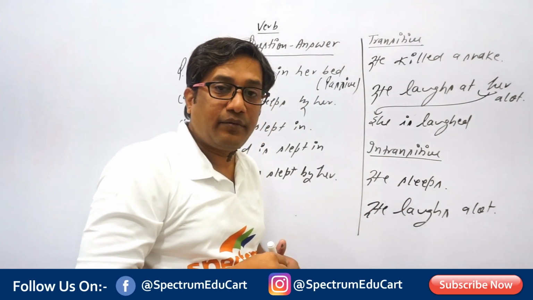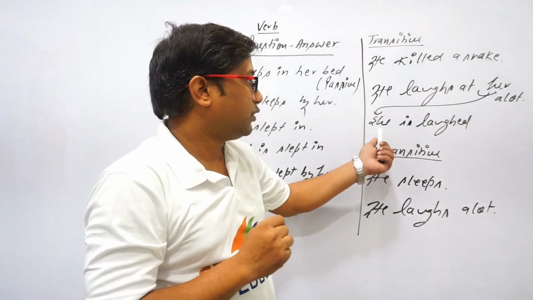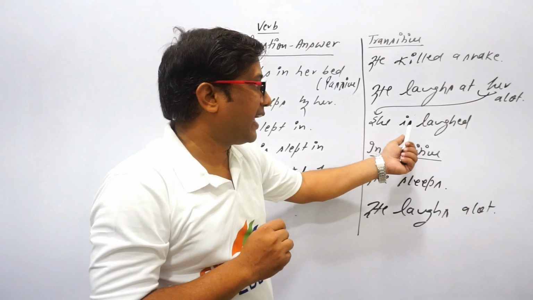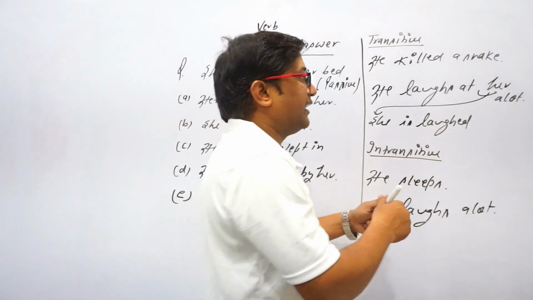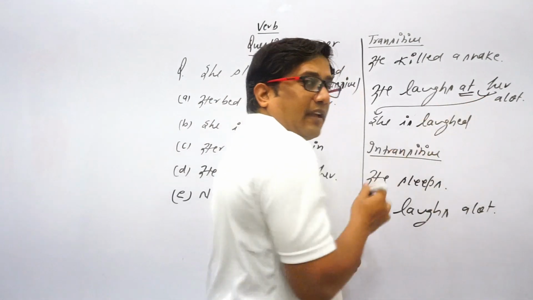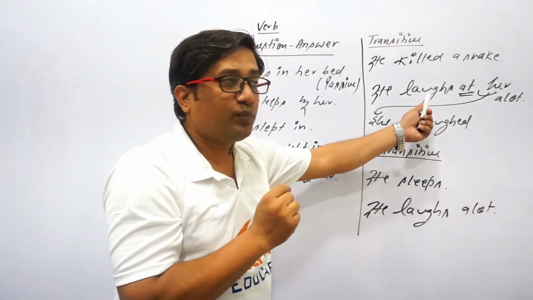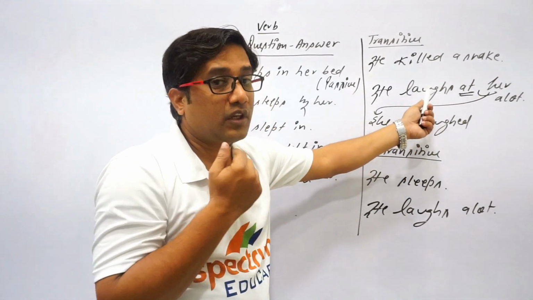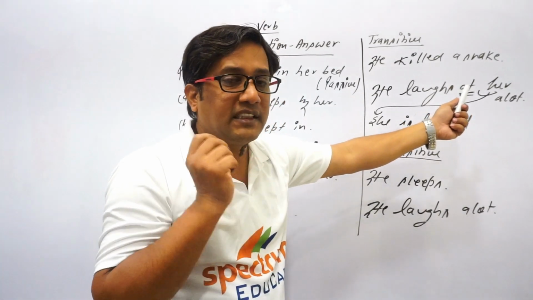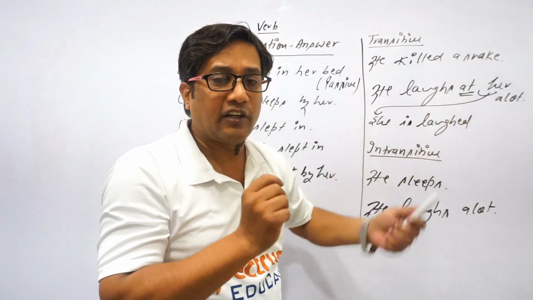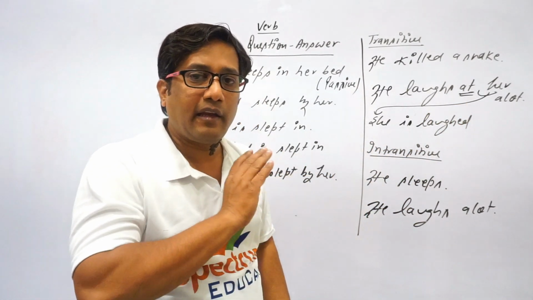Because in present indefinite passive we use is, am, are, and the third form of the verb. So she is singular, that's why I have taken is. So: she is loved. We cannot remove it, because this is the part that converted this particular verb into transitive. So this can never be removed.